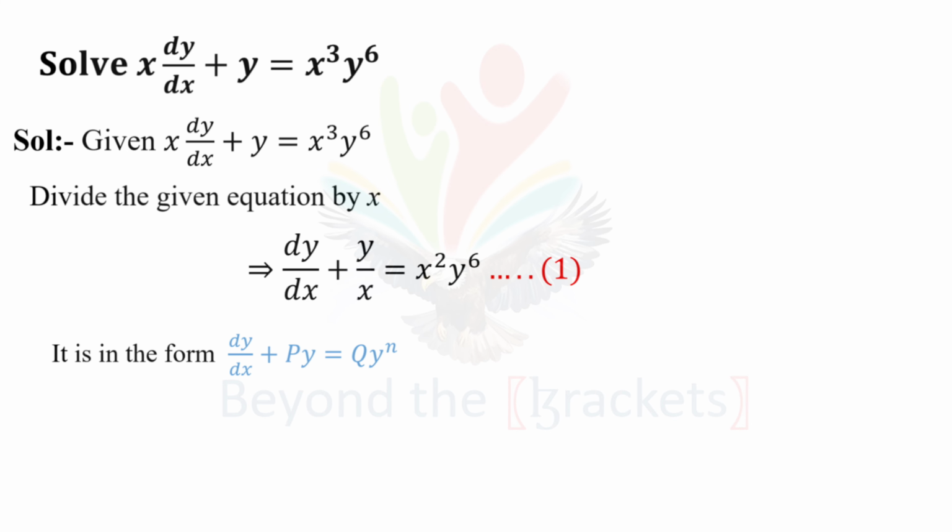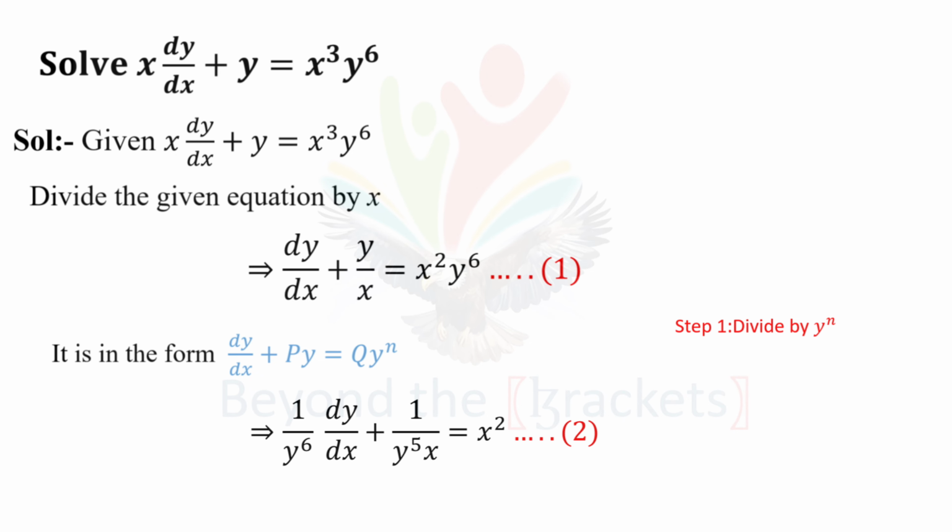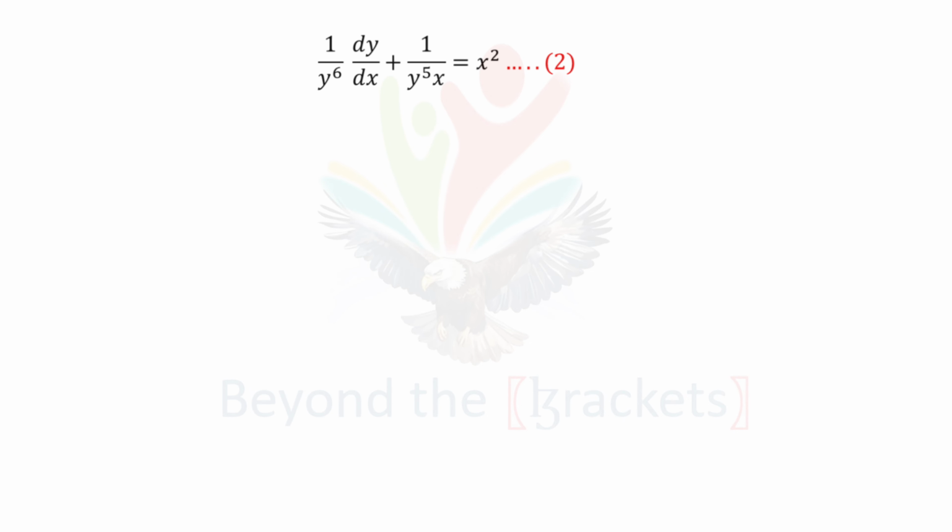Solving a Bernoulli's equation always follows the same basic steps. First, we divide the whole equation by y power n. Here n is 6. So dividing the entire equation by y power 6, we get 1 by y power 6 into dy by dx plus 1 by y power 5 into x is equal to x square. After simplifying, we'll notice a pattern. There's a dy by dx term with a y coefficient and an x term with a y coefficient, and the RHS is purely in terms of x.